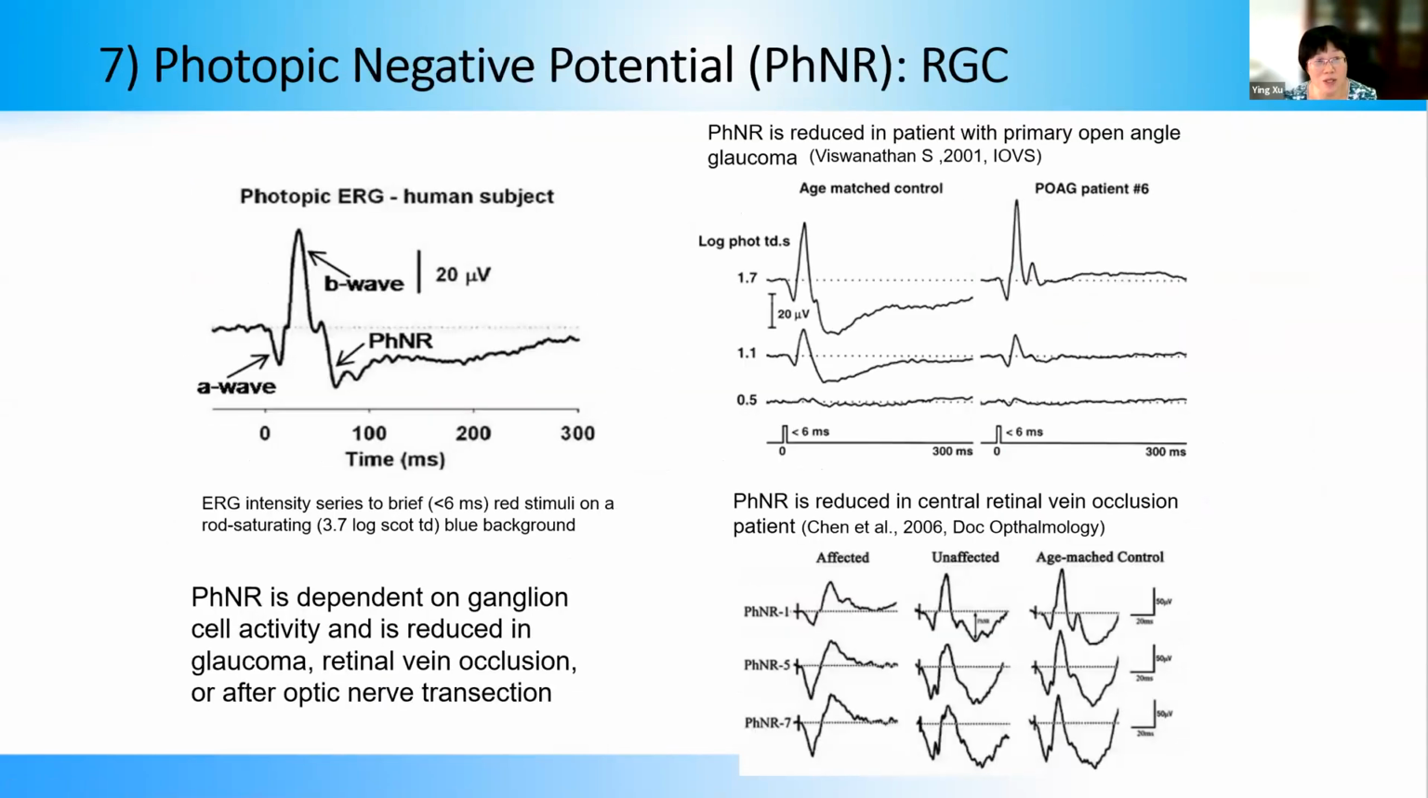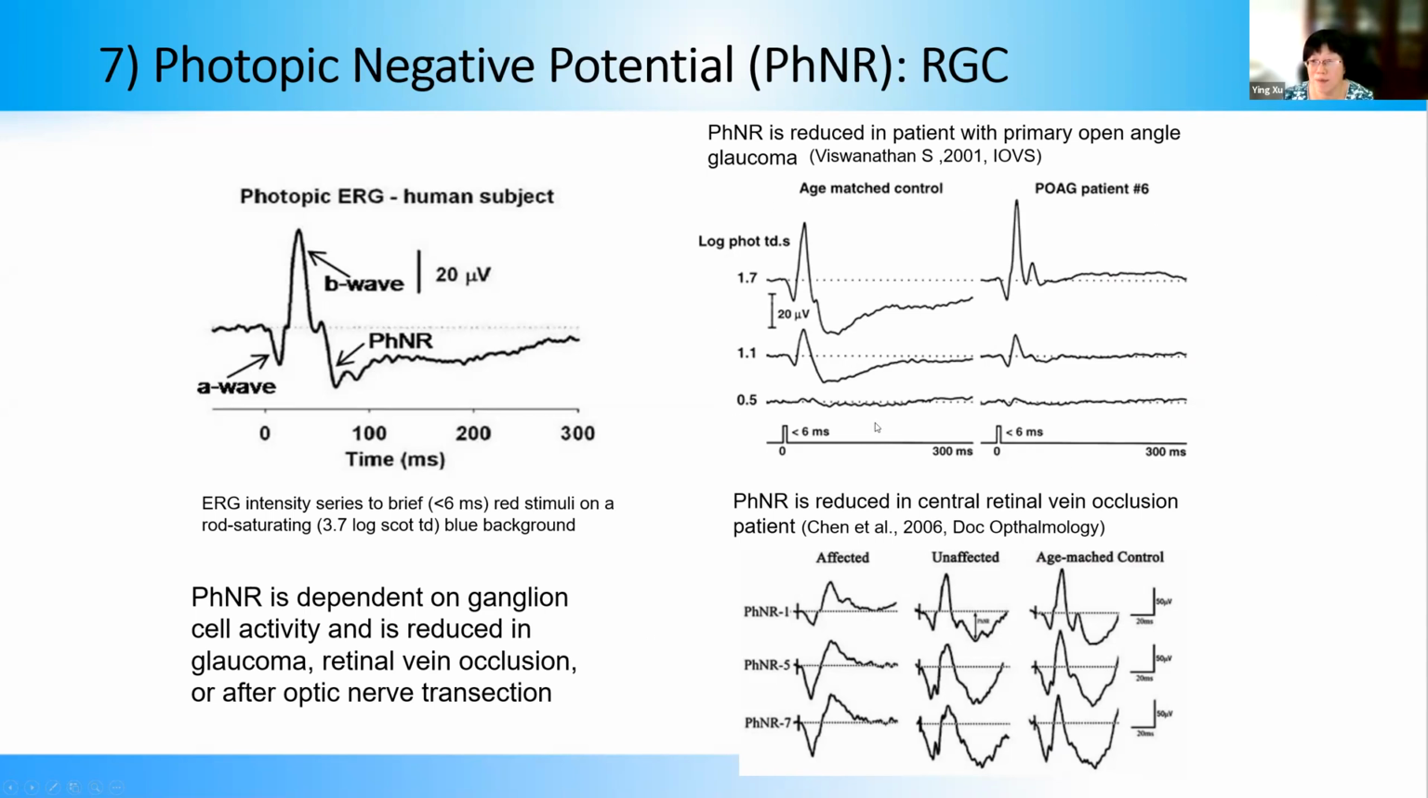Besides STR, there's also the photopic negative response, short as PhNR, that can reflect the response of ganglion cells. Here is a typical example of PhNR, which is a negative peak following the B wave under photopic conditions. In the clinic, when they test the PhNR, they use a blue background and present a red flash. Studies found that the PhNR depends on ganglion cell activity and is also reduced in glaucoma, during retinal vein occlusion, or after optic nerve transection.